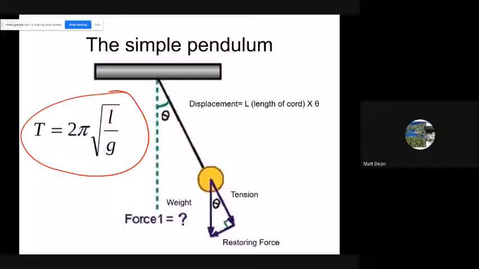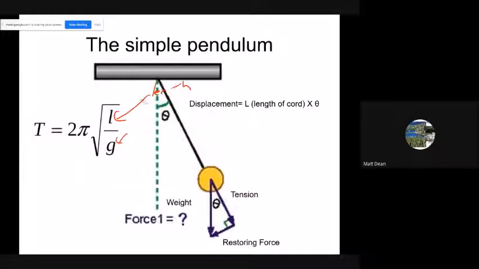Notice that the only two things that affect the period of a pendulum are the length of the pendulum and the acceleration due to gravity. The mass doesn't matter. The angle that the pendulum is moved away from equilibrium doesn't matter. The things that determine the period of the pendulum are the length and the acceleration due to gravity only.